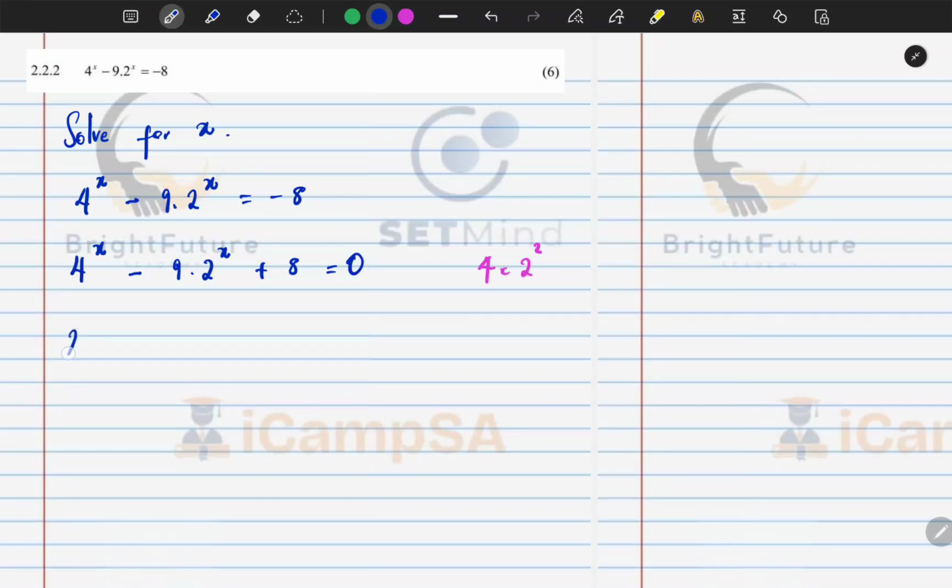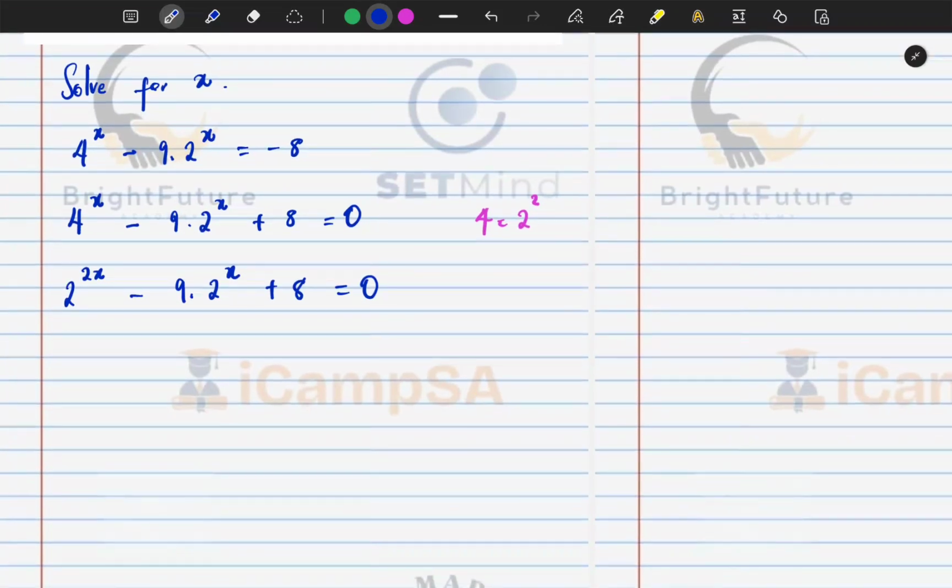Let's do that. So now we have 2 to the power of 2x minus 9·2^x plus 8, which is equal to 0. Right, so now we have a difference of 2 squares, right?